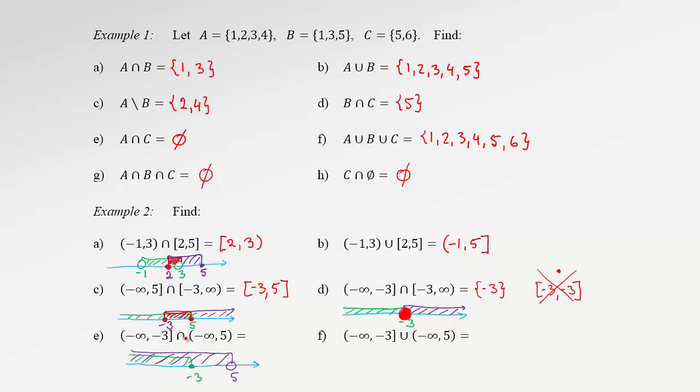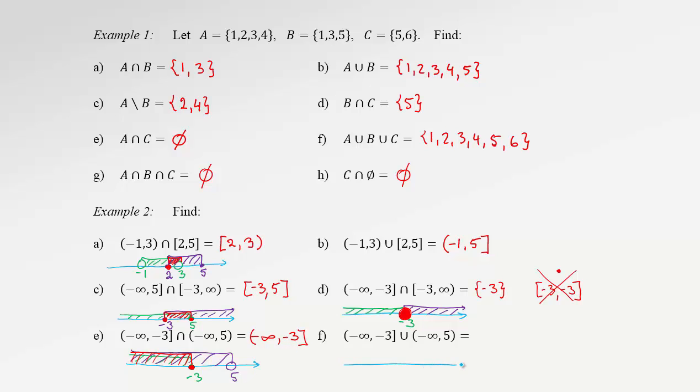Okay, so what is the intersection of these two sets? It is the overlapping part, both purple and green. Therefore, it's everything from minus infinity until negative 3. Can we take negative 3? Yes, we can, because negative 3 is both green and purple. So the final answer is from minus infinity, round bracket, till negative 3, square bracket.